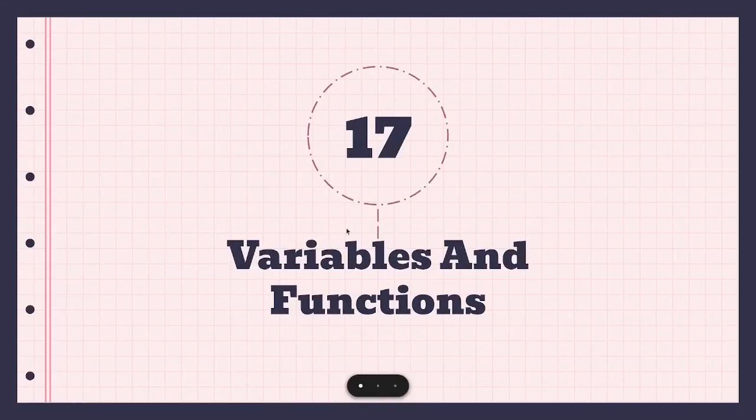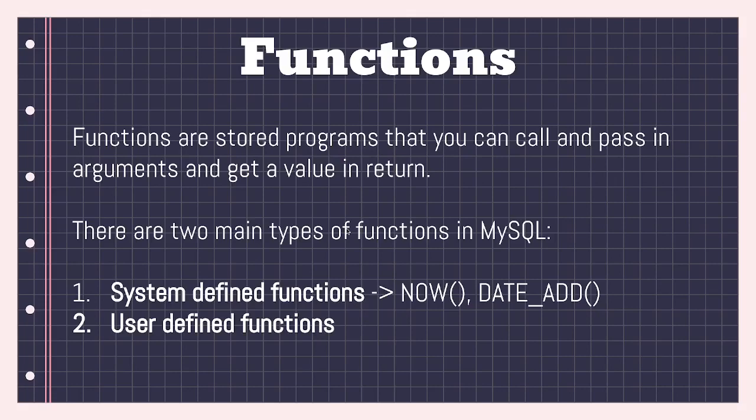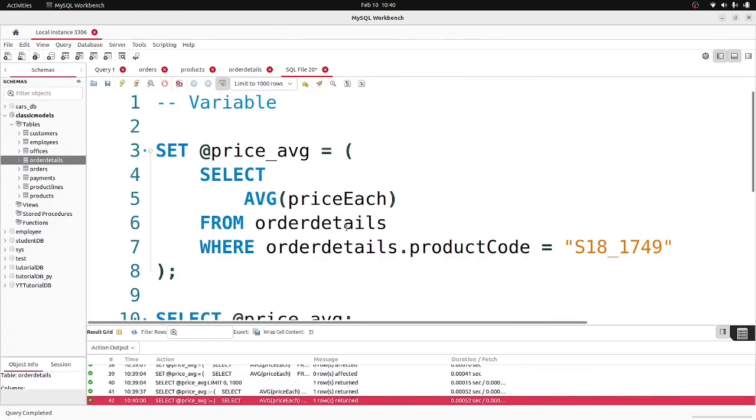Now let's go ahead and look at functions in SQL. Functions are just stored programs that can be called, passed arguments, and return a value. Basically, you have a block of code that can be called at any point you want it to be called. There are two main types of functions in SQL. There are system-defined functions such as NOW, DATE, and stuff like that, and there are also user-defined functions. So let's take a look at some of the common system functions.